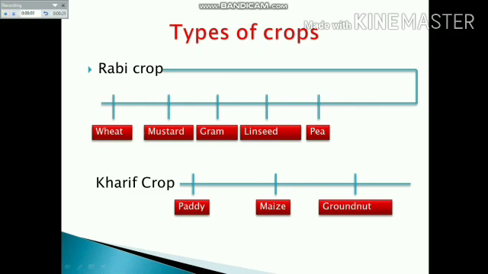One is Rabi crop, the crops which are grown during the winter season, that is they are sown during October, November, and they are harvested during these months, March, April. Example, wheat, mustard, gram, linseed, pea, etc. Wheat harvesting is going on right now. Next is Kharif crop. Kharif crops are sown during the rainy season, July, August, and they are harvested during September, October. An example are paddy, maize, groundnut, etc.